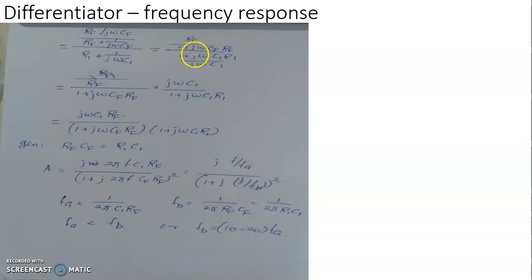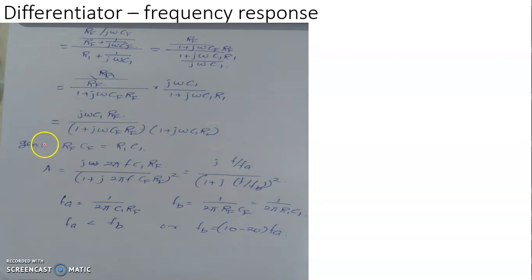Now multiplying the numerator by the reciprocal of the denominator, this becomes RF by 1 plus j omega CF RF into j omega C1, the reciprocal of the denominator, j omega C1 by 1 plus j omega C1 R1. Or this is j omega C1 RF in the numerator divided by 1 plus j omega CF RF into 1 plus j omega C1 R1.